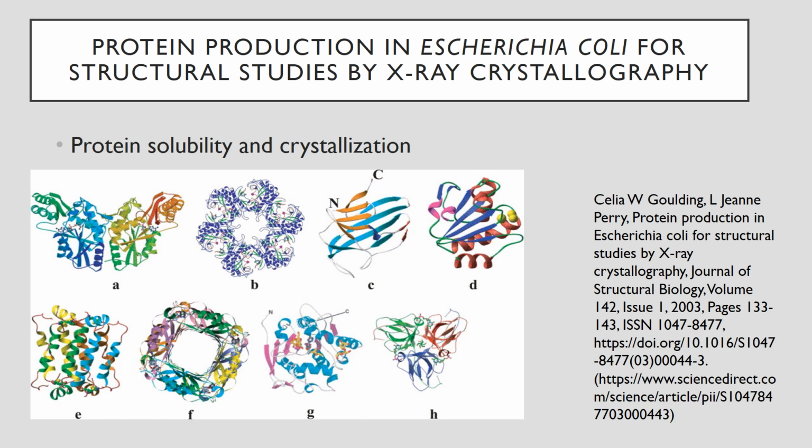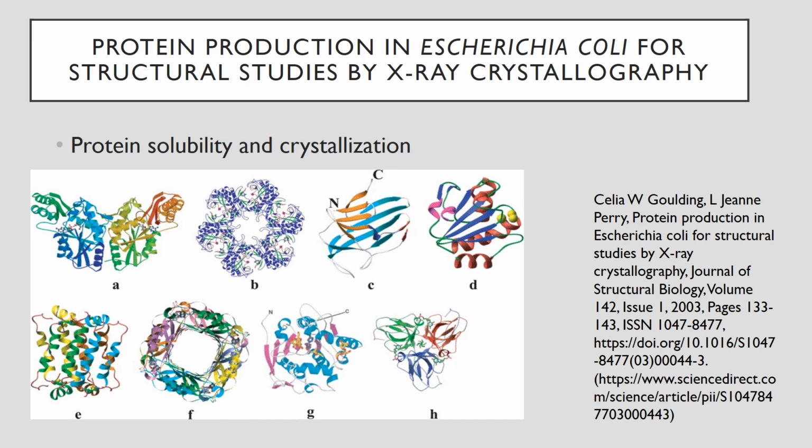The first primary manuscript I'll be presenting is titled Protein Production in E. coli for Structural Studies by X-ray Crystallography. In this paper, the authors are working to find strategies to overcome two big issues in X-ray crystallography, which include protein solubility and crystallization. This figure shows the ribbon diagrams of 8 solved structures, and I included this because it shows a variety of different structures that are and can be produced using X-ray crystallography.